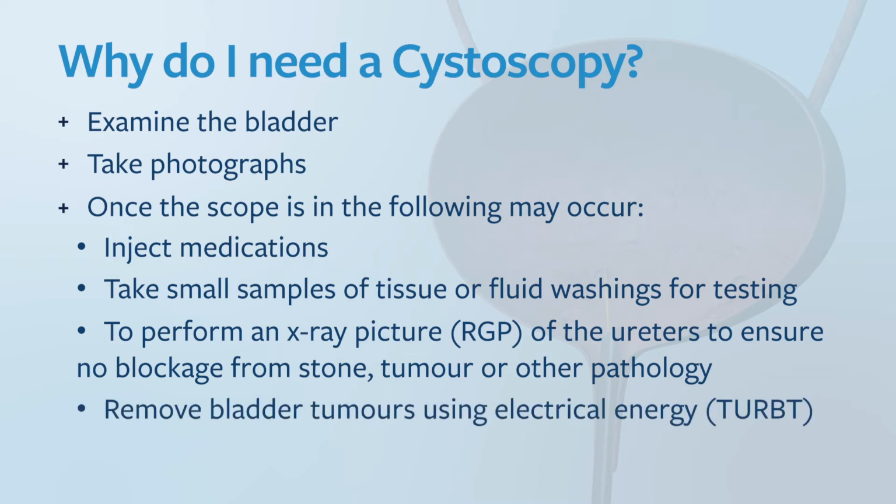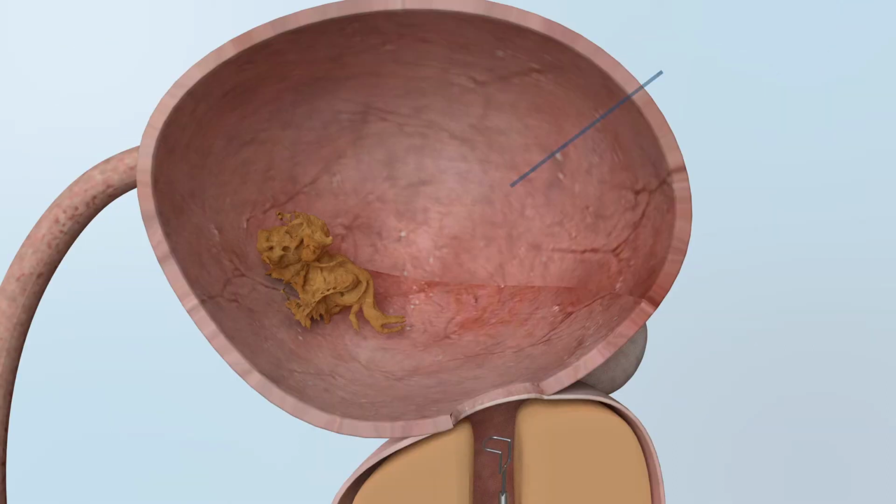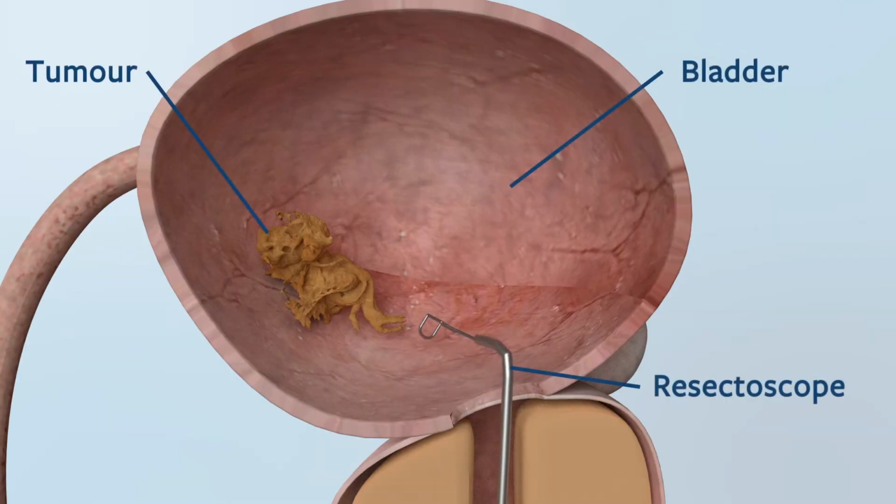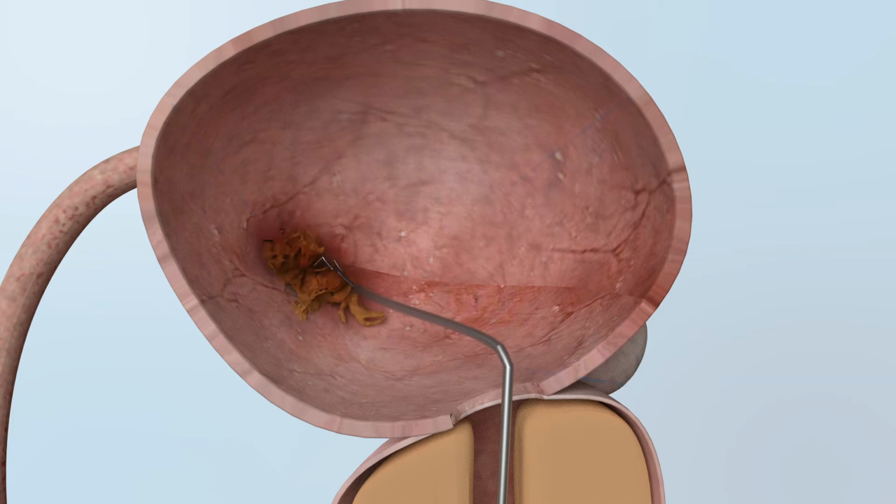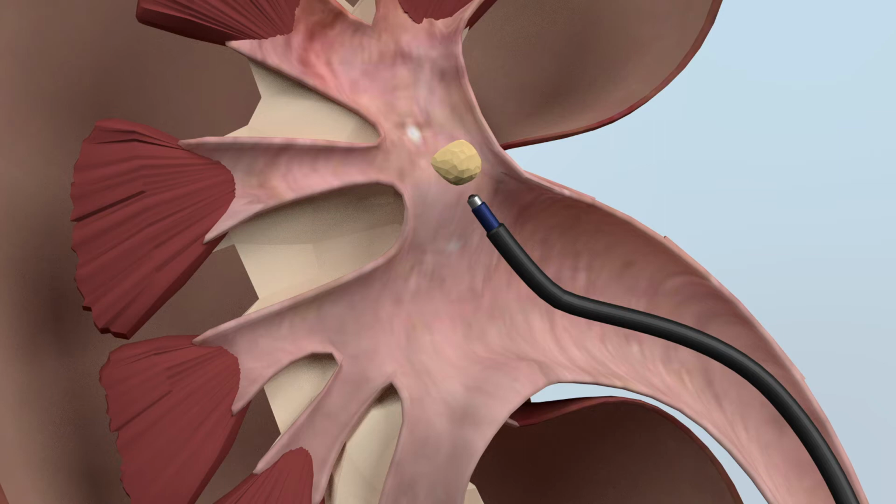We can remove bladder tumours using electrical current, which is called a TURBT or transurethral resection of bladder tumour. A bladder tumour is removed using a resectoscope, which is similar to a cystoscope but just slightly larger. If there is a small stone or a foreign body, we can also remove that. A laser may also be used to break up the stone. If needed and the ureters are blocked, a stent will be placed.